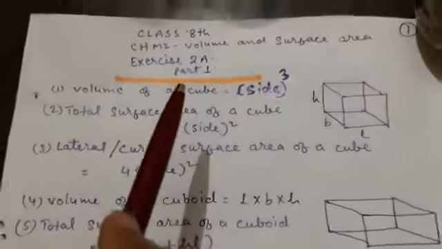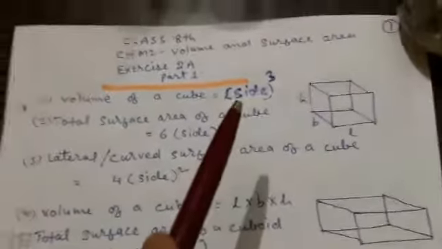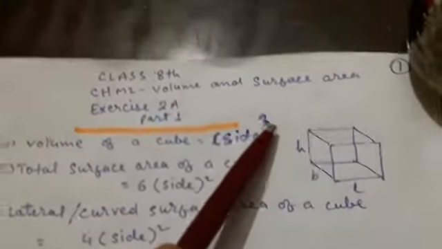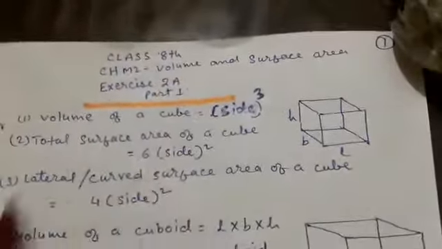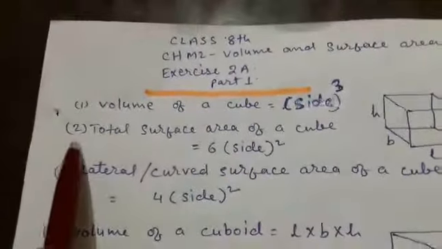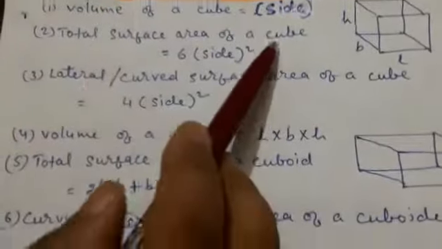As we know, in a cube all the sides are equal. So volume of a cube is equal to side power 3, side cubed. Now it means side into side into side. Second, total surface area of a cube.